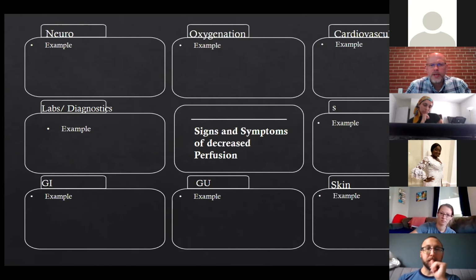Think about your respiratory assessment. What else might you see? Maybe increased work of breathing. Good. Excellent. Using those accessory muscles. All right, the easiest category, cardiovascular. What are you going to see? Decreased perfusion.